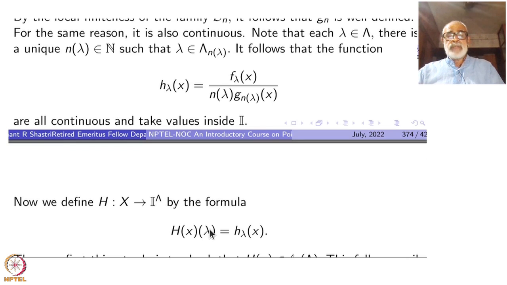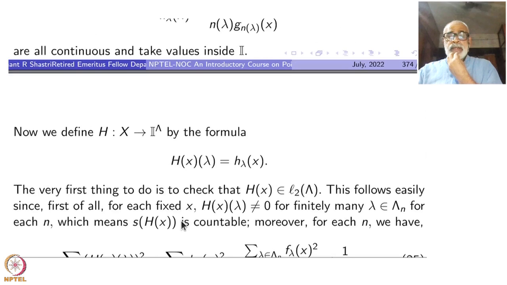Hx is a function from Lambda to I, so its lambda-th value, you can think of it as a function or as an element in the product, its lambda-th coordinate, either way, is h lambda of x. By the very definition, if you take the product topology, this would be continuous. The very first thing to do is check that h lambda is, first of all, you have defined it as an element of R raised to Lambda, but I want it to be inside L2 of Lambda. L2 of Lambda is a subspace of R raised to Lambda. This is an element of R raised to Lambda.